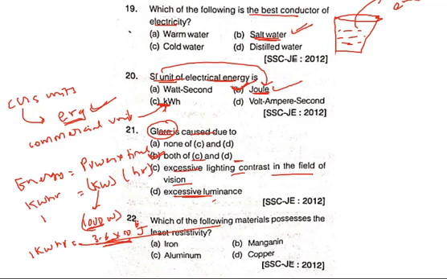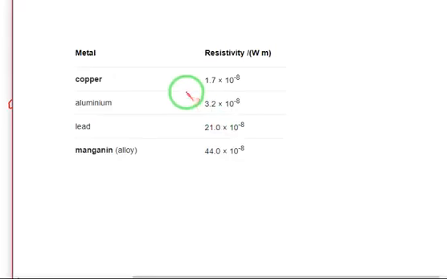And next one. Which of the following materials possesses least resistivity? See here, which one has the least resistivity? From the options we can say copper has the very least resistivity, that is 1.7 into 10 power minus 8.